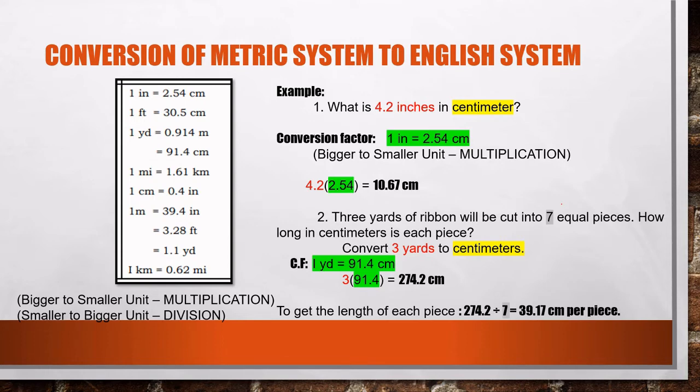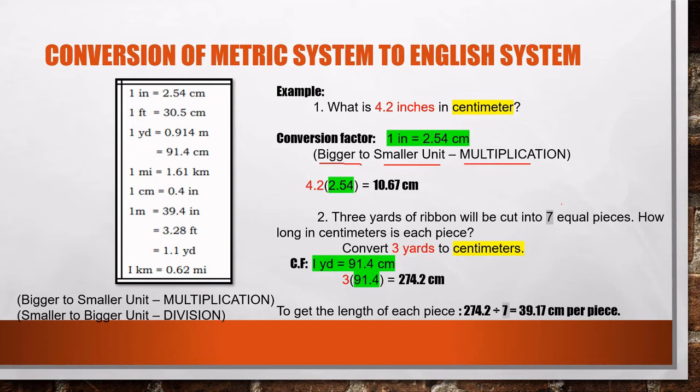So let us convert measure of length from metric system to English system or vice versa. For example, what is 4.2 inches to centimeter? So conversion factor is listed on the left side. So if we are converting from bigger unit to smaller unit, we use the operation of multiplication.